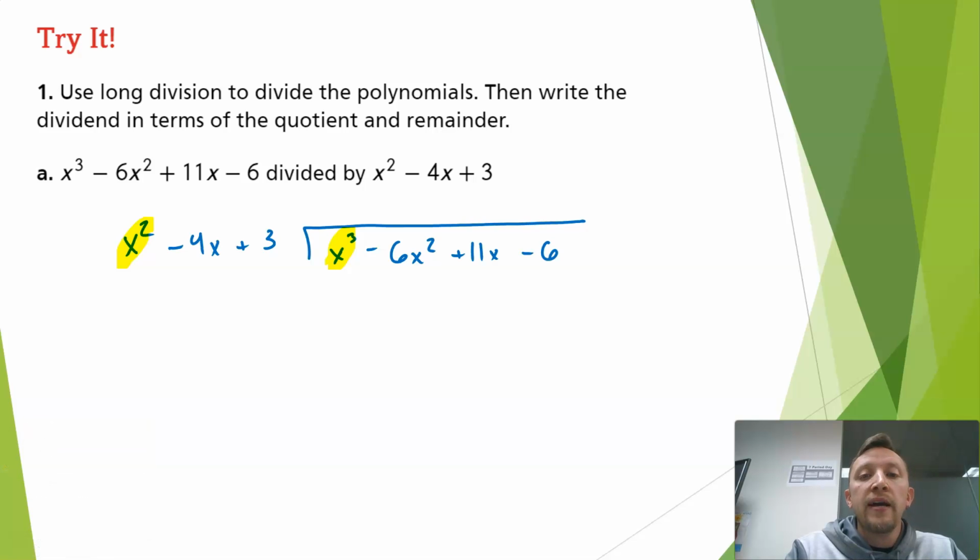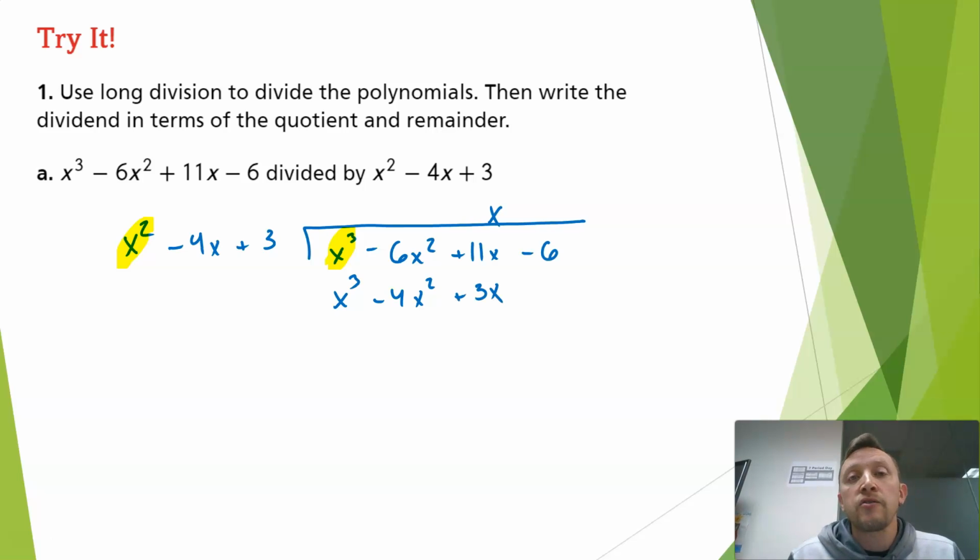Now it's important to line this up so that way you know when you're done. Okay, so if we're going to multiply by an x, we're going to put that x above just a plain old x in our dividend. So we're going to put the x above the 11x just to make sure it lines up so we know when we're finished. So now I'm going to multiply everything by x. So when I do that, I would get x cubed, which is what I wanted. And then x times negative 4x would be negative 4x squared. And x times 3 would be 3x.